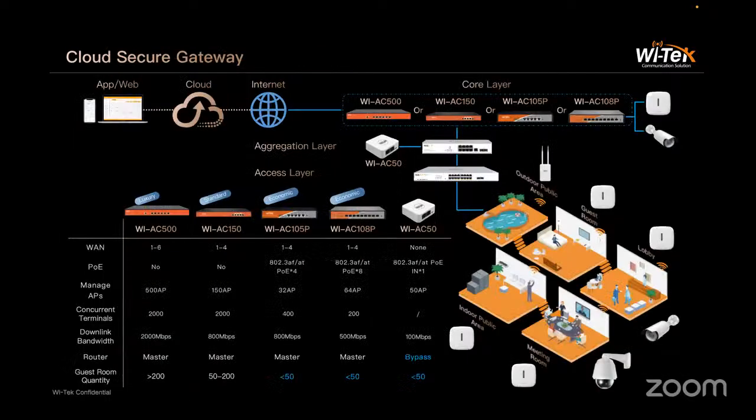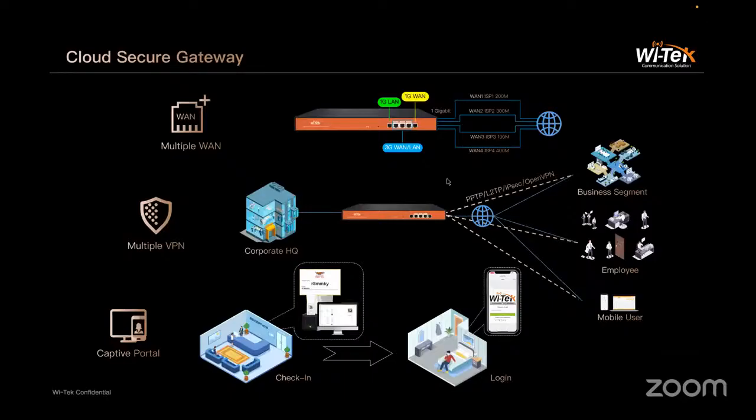And for big projects, we suggest using the regular AP with a gateway. For our gateway, usually we have multiple WAN functions. You can see 1 to 4 lines or 6 lines. And some models even have a built-in switch function, 4 PoE or 8 PoE switch, and it can manage different APs and support different bandwidths. And we even have a cloud key to bypass, if you want to use your own gateway or router. Its features support multiple WANs, PPTP, L2TP, VPN, and support the captive portal.